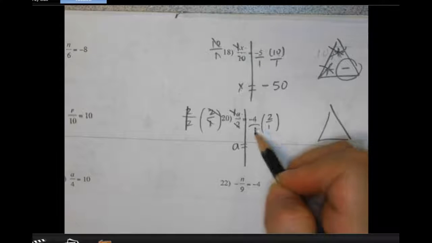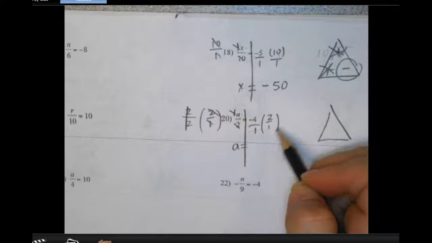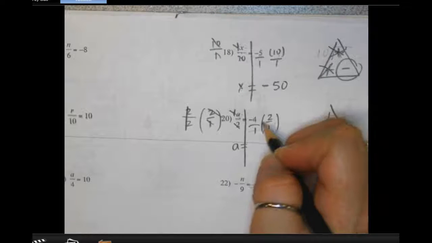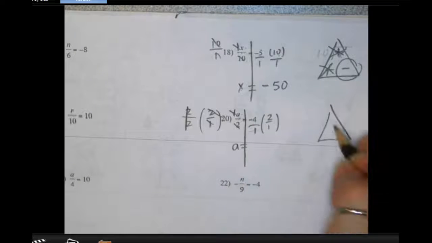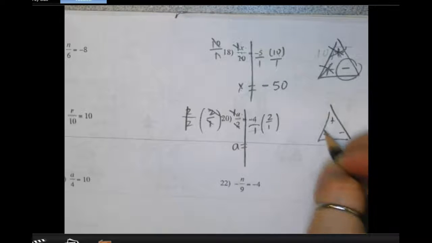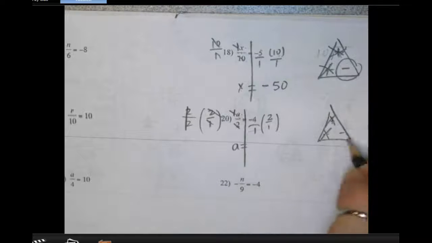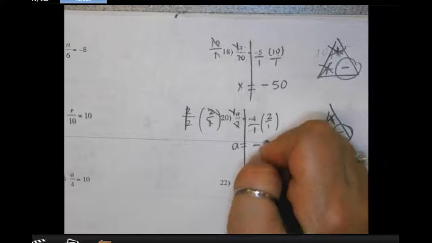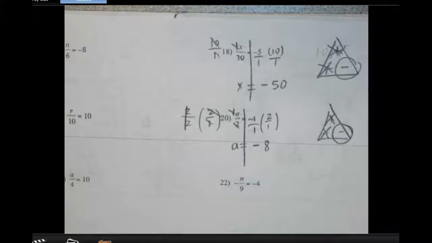So over here, my 1s are going to drop because anything over 1 is going to be whatever your answer is. So I have a negative 4, didn't finish my triangle, and a positive 2. My answer is going to be negative, right? 4 times 2 then is going to be what? Negative 8. Got it? Yes?